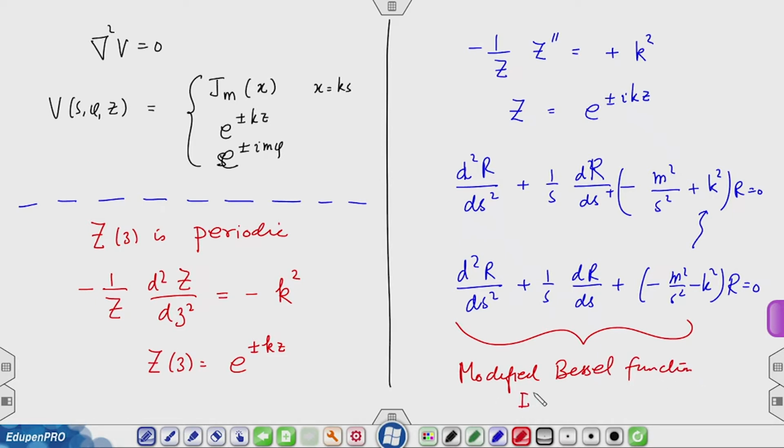They are given as I_m(kx), K_m(kx), or a linear combination of those, and these are related to the regular Bessel functions if you change k to ik. So, we will discuss that later. Now, we will come back to our problem of azimuthal symmetry.